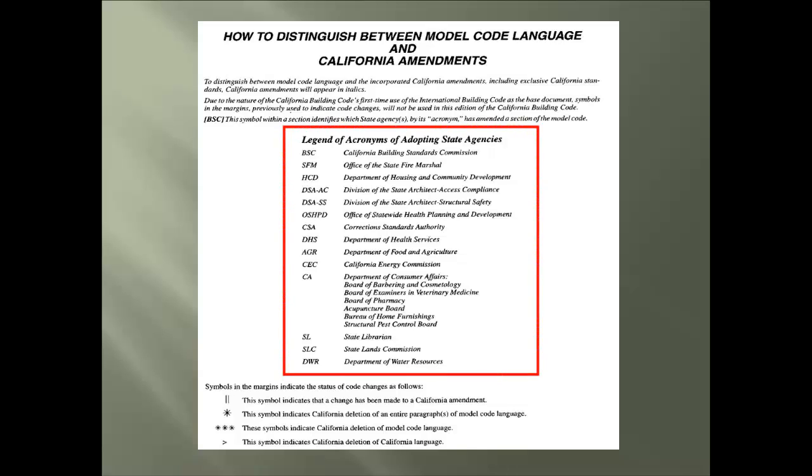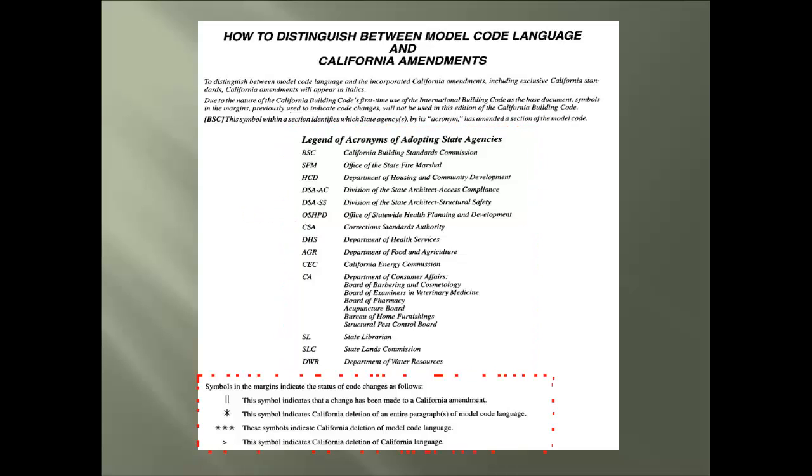First, we see the legend of abbreviations that are found throughout the codes. Here is an important abbreviation to know, the State Fire Marshal. Now here's the Division of State Architects, DSA. And finally we see the OSHPD abbreviation. Now we see the symbols that you must know and where you will come across them.